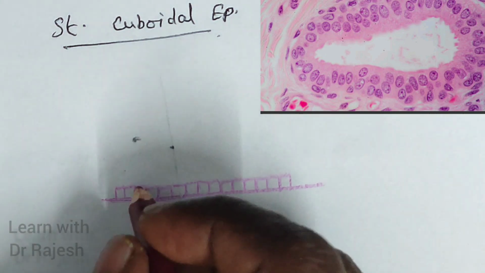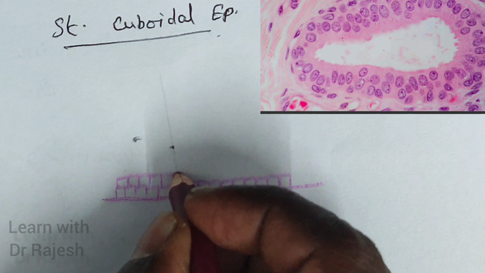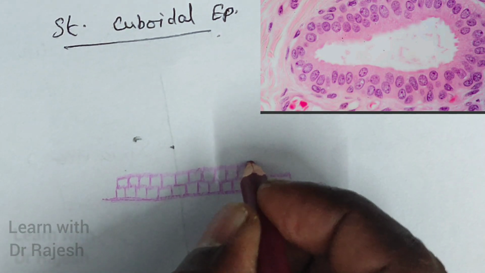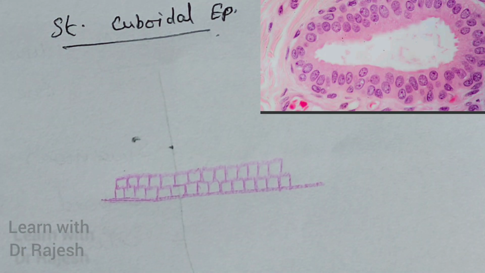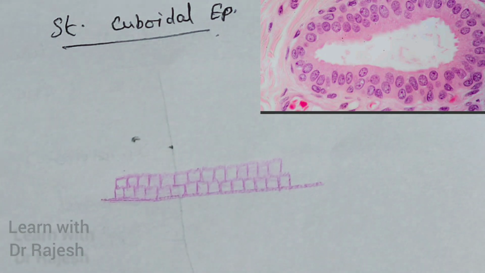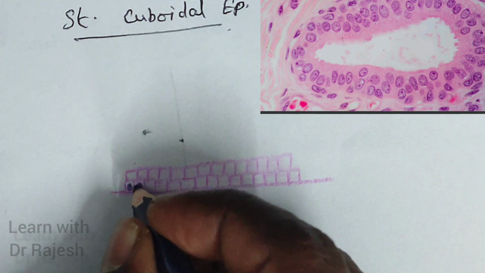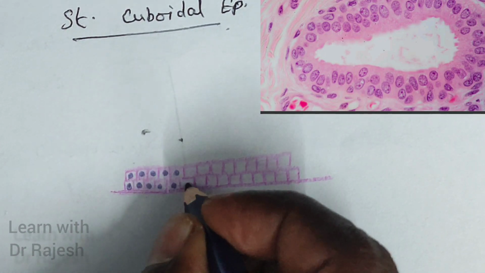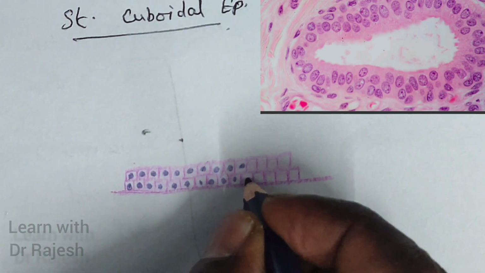So here what we have to do is draw multiple layers of cuboidal epithelium, usually 2 or more layers in stratified cuboidal epithelium. So the process is the same. Just draw the cuboidal epithelium, then shade the cytoplasm. Then you can note down the nucleus. You can place the nucleus exactly at the center of each cell. So this is how you complete stratified cuboidal epithelium.